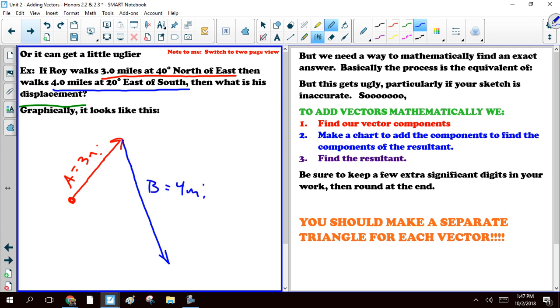All right, and we're trying to find his overall displacement. So we're looking for the resultant vector. I'm going to call that R. So this is what I'm trying to find. But this drawing doesn't really help me any, right? Because there's no way I can find out how long this line is or what these angles are, because I just sort of sketched it.